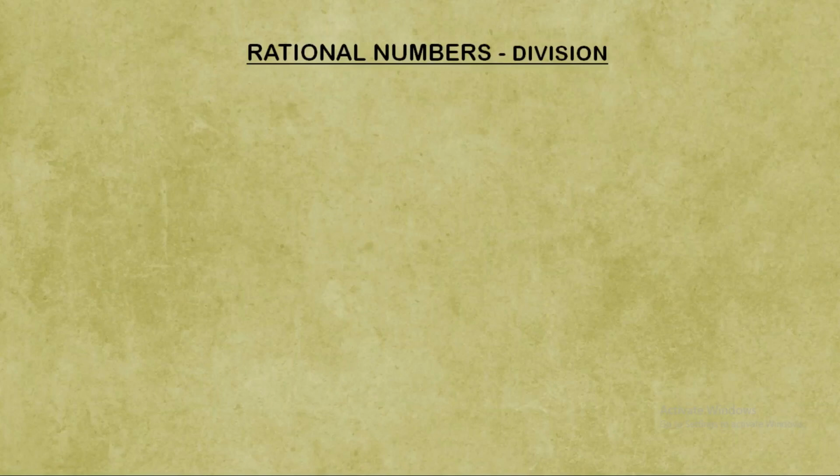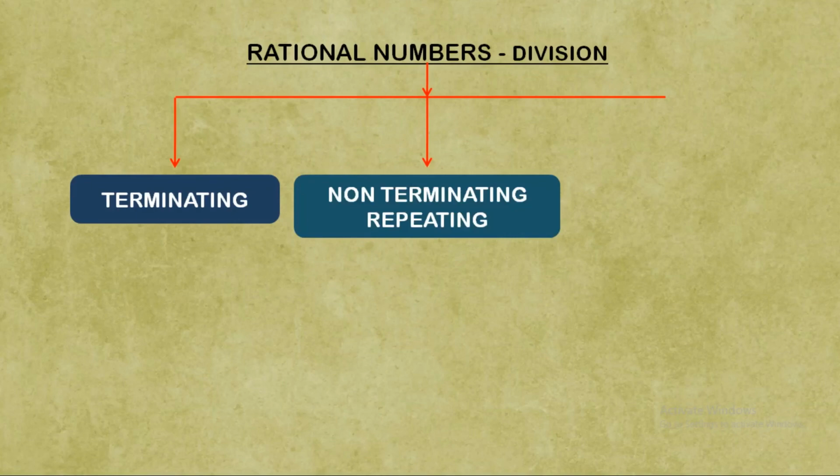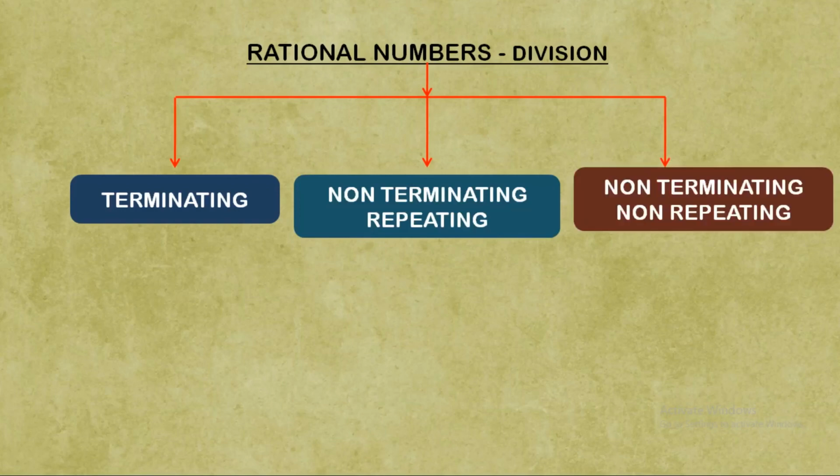We shall see next about the rational numbers, how they behave when we divide them, when they are in the p by q form. When p is divided by q, one is terminating, one is non-terminating and repeating, and the last one is non-terminating, non-repeating. These are the three types of divisions we can see.